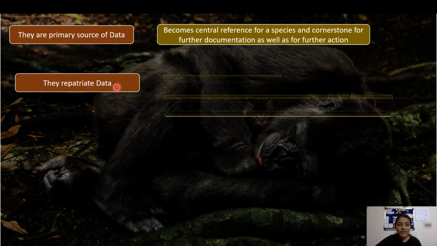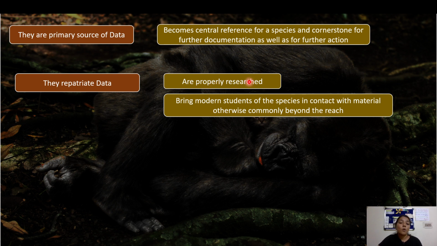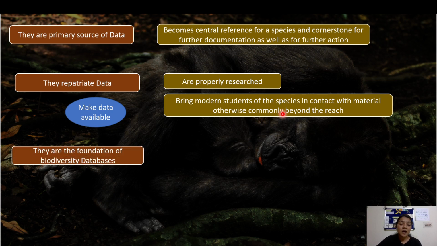They repatriate data. What is repatriate data? Every data is properly researched, right? So a lot of research is being done for every data that has been provided in the Red Data Book. So it brings modern students of the species in contact with material otherwise commonly beyond their reach. Imagine if no survey was being done. Imagine if no research was being done. Would any student ever be able to reach the list of species that are threatened? No. So it brings the students and researchers in contact with the species and the various reading material that is available now. So it makes data available.